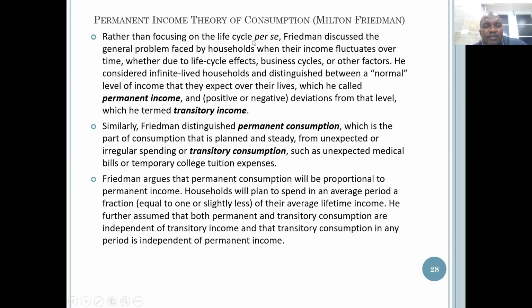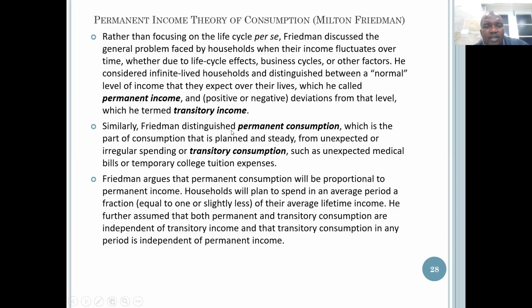Rather than focusing on the life cycle per se, Milton Friedman discussed in 1957 the general problem faced by households when their income fluctuates over time, whether due to life cycle effects, business cycles, or many other factors that prevail in a normal economy. He considered infinite lived households and distinguished between a normal level of income that they expect over their lives, which he called permanent income, and positive or negative deviations or variations from that permanent level, which he termed transitory income.